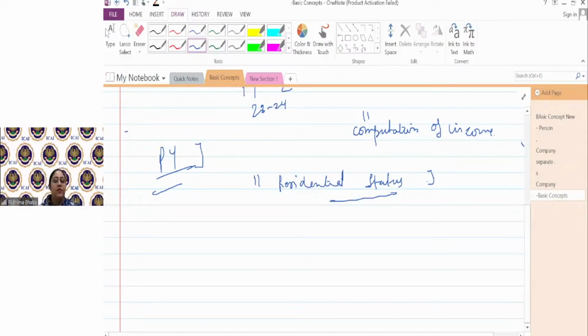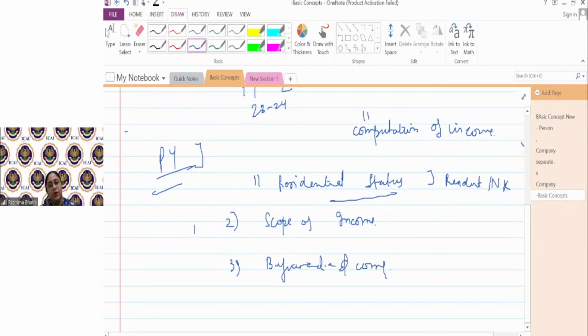You will classify yourself as resident or non-resident. Now, whatever I'm writing, students, are your coming chapters for the entire syllabus. So after the basic concepts, you will understand what is residential status. Once you understand the residential status, you will identify the scope of income, that is, what all income would be taxed in India. Once you know what all income would be taxed in India, now you have to bifurcate and calculate the income under different heads.